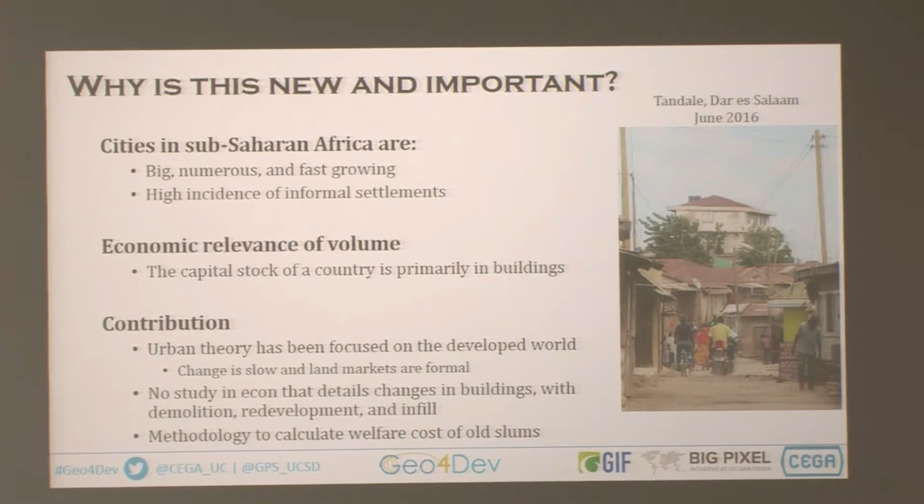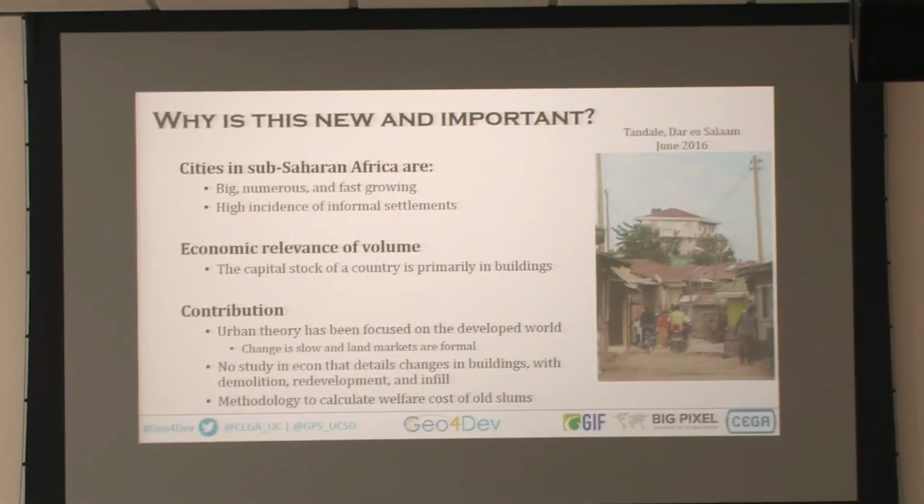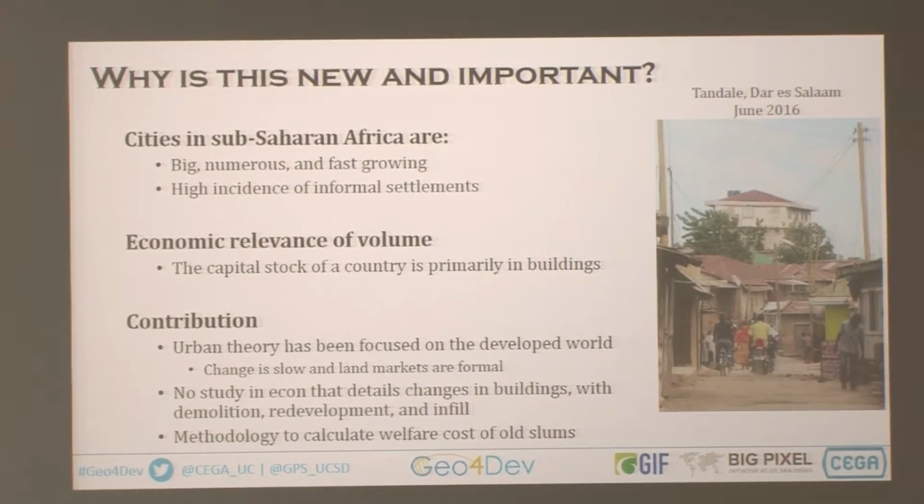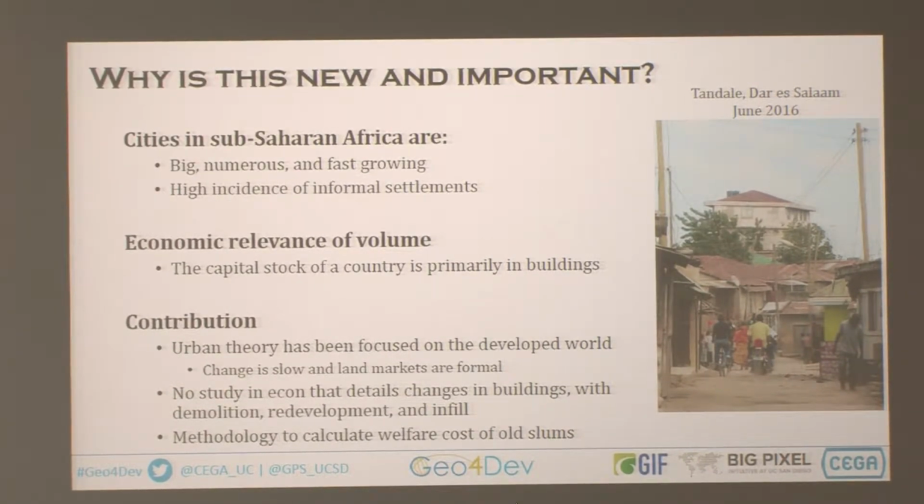On the empirical side in economics, we don't know of any study that's used high resolution satellite imagery like this to detail the way buildings are changing over time. And finally, we developed this methodology to calculate the cost of the delayed use of land in the informal sector.